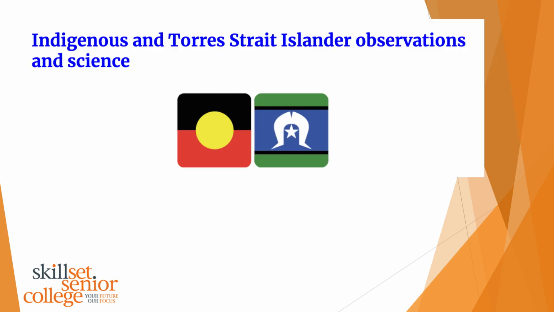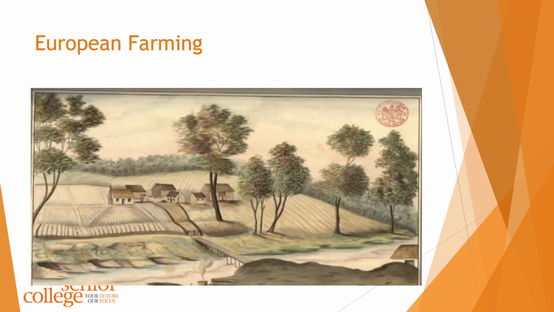Okay, today we're looking at Indigenous and Torres Strait Islander observations and science. So we're still looking at observations as part of this module. And when we think about farming, which we're going to talk about today, this is kind of what we'd probably think about, this traditional European farming.